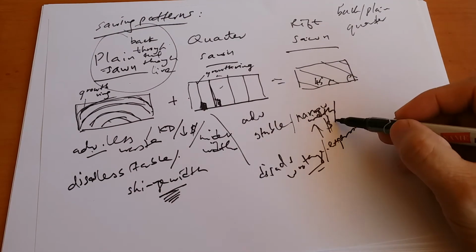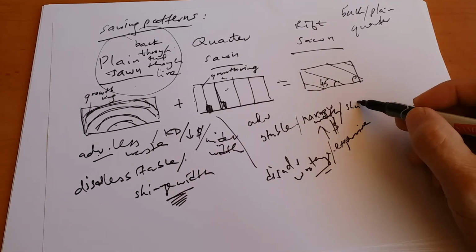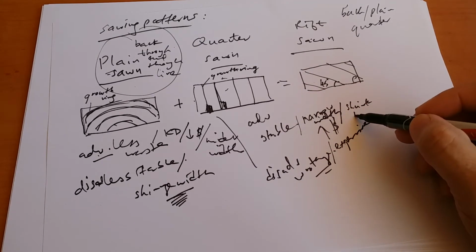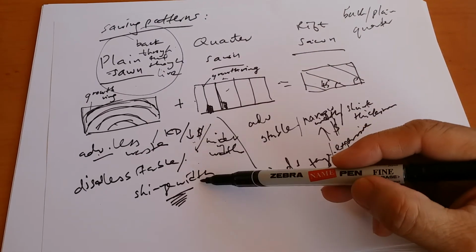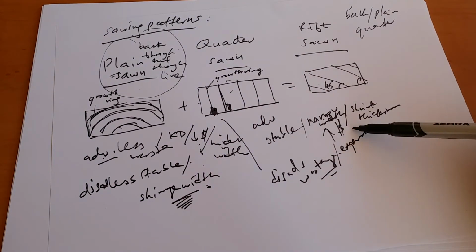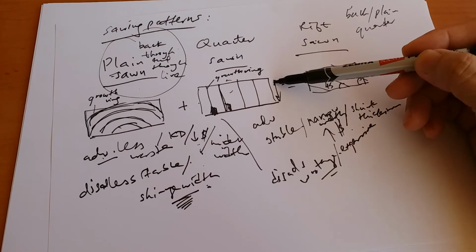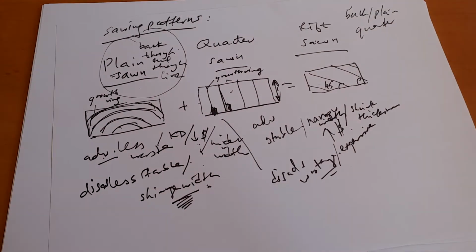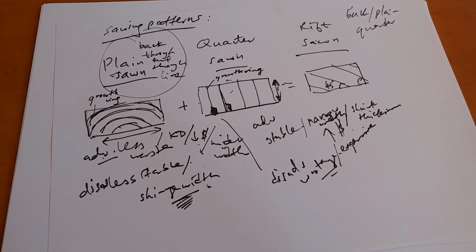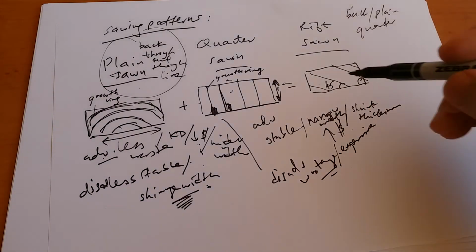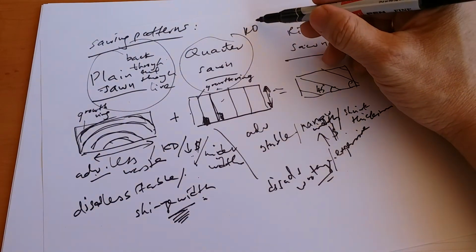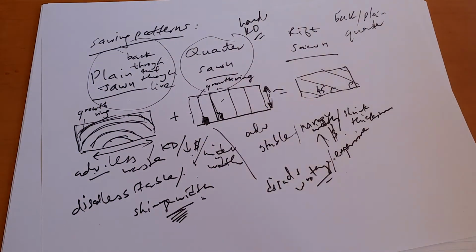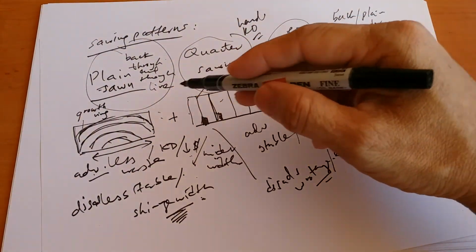Another point is it shrinks more in thickness rather than the width. This one shrinks on the width, this one shrinks on the thickness. You shrink more here, if plain-sawn shrinks to the width side. And quarter sawn is also very hard to KD, very hard to KD, because it's very stable. Rift is a mixture between these two.